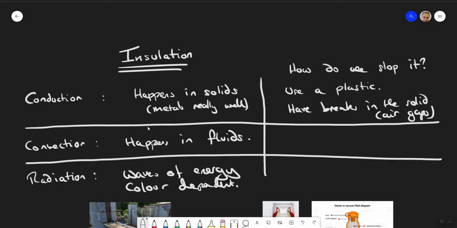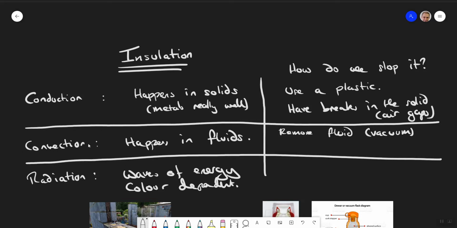Convection happens in fluids. Fantastic. Best case scenario is remove the fluid, which is called a vacuum. Because, by the way, fluid doesn't just mean water, it can mean gases as well. So if we can have a vacuum, we have no convection.